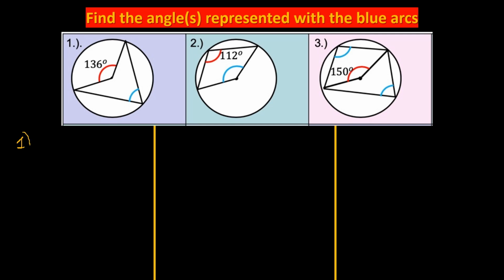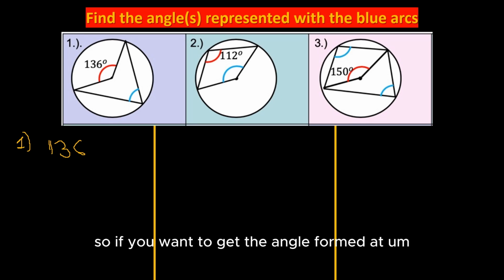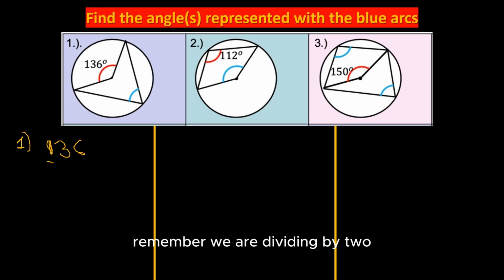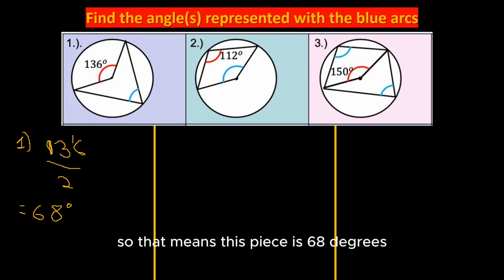Very easy. So this angle here is 136, and that's the angle formed at the center. So if we want to get the angle formed at the circumference, remember we are dividing by 2. So that's 136 divided by 2. That will give us 13 divided by 2 is 6, remainder 1. So that's 8. So we have 68 degrees. So that means this place is 68 degrees.